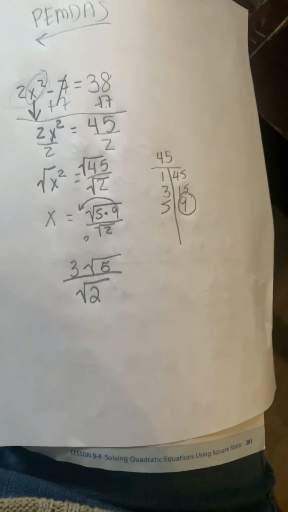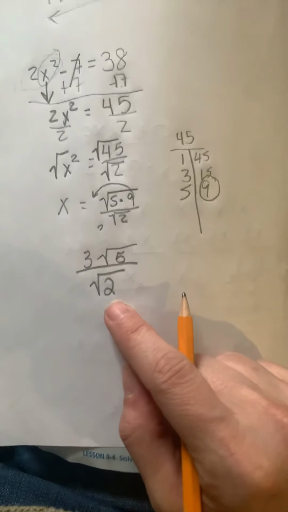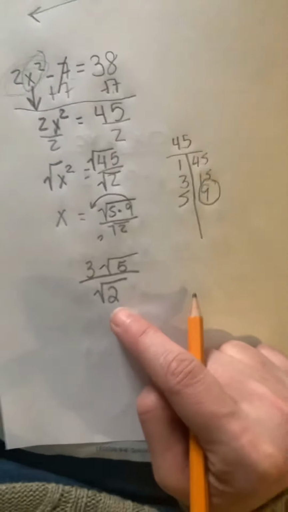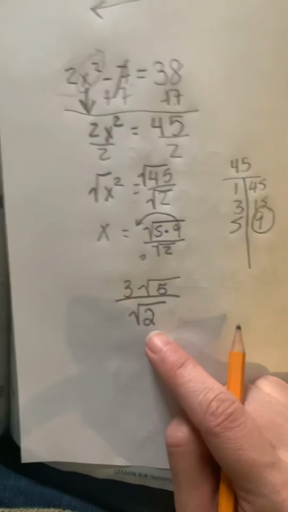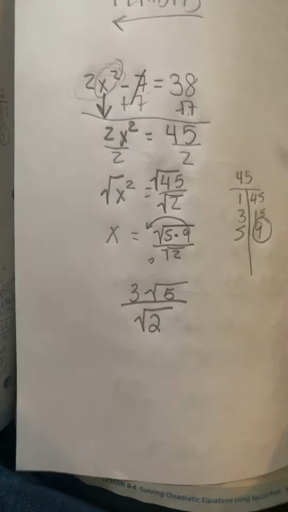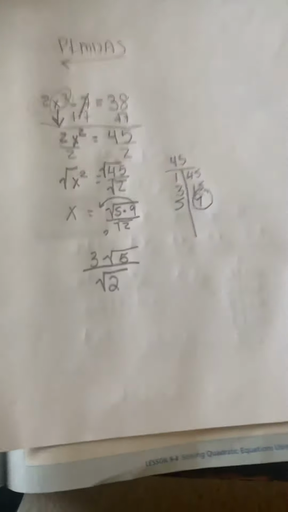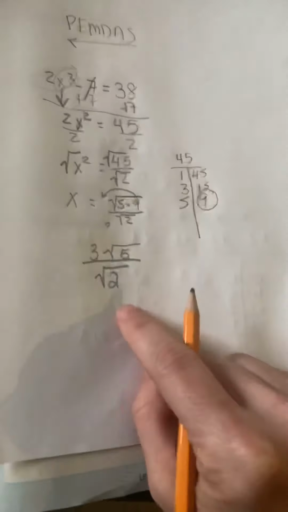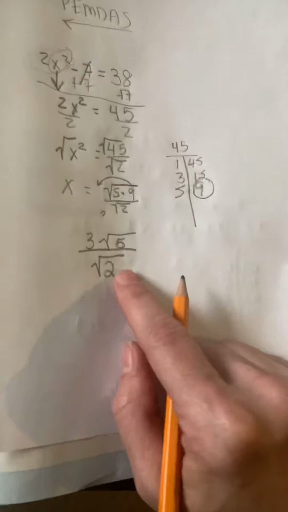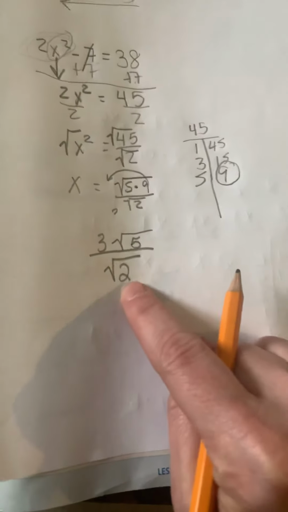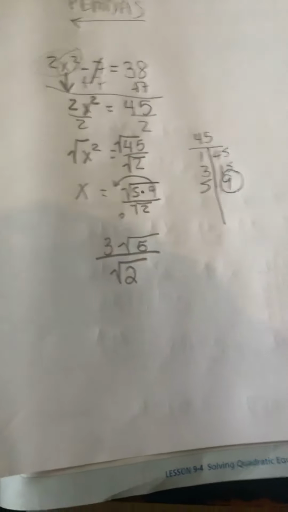But this is why my answer didn't match the book's answer earlier. They don't want any radicals in the denominator. I'm not sure what you use this on later, and I'm not really sure what difference it makes now. I'm sure that later on it will make a big difference. So they don't want any radicals down here, which means you can't have this square root symbol down here.